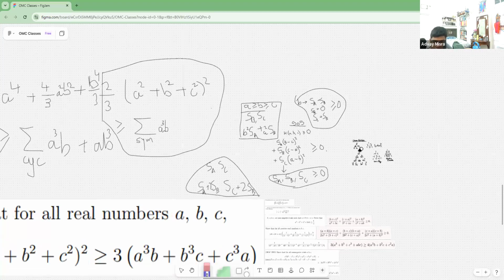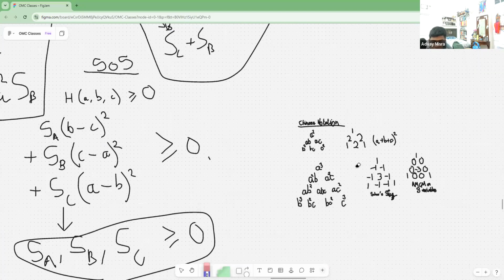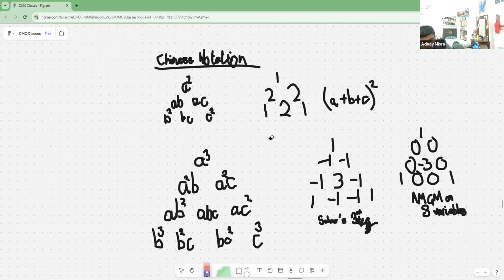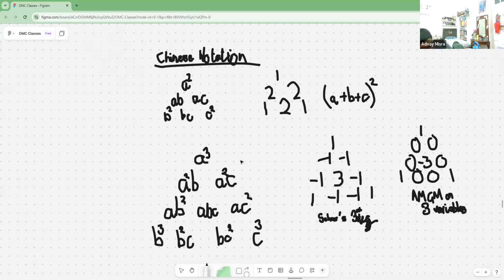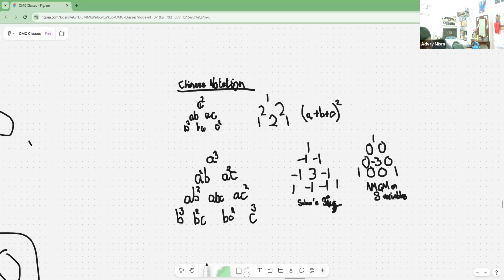Okay, so now let's talk about Chinese notation. So the idea in Chinese notation is that you set up a triangle like this with the highest powers of A in the first row, then the second highest in the second row, the third highest in the third row, the fourth highest in the fourth row, and so on. And then similarly you arrange the powers of B and the powers of C along the diagonals. And so you can fit all the possible terms of degree 2 or of degree 3 or of arbitrary degree onto a triangle like this.